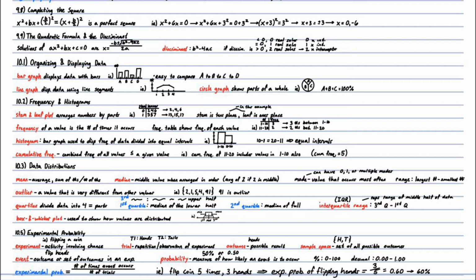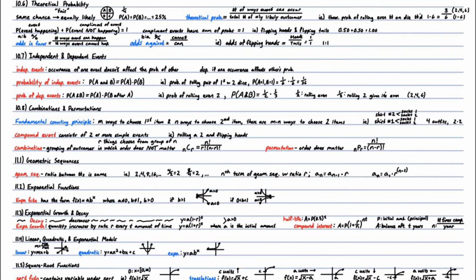Experimental probability. An experiment is an activity involving chance. A trial is a repetition or observation of an experiment. An outcome is a possible result of a trial. A sample space is the set of all possible outcomes. An event is an outcome or set of outcomes in an experiment. A probability is a measure of how likely an event is to occur, expressed as a percent between 0 and 100 or a decimal between 0.00 and 1.00. Experimental probability equals the number of times the event occurs divided by the number of trials.